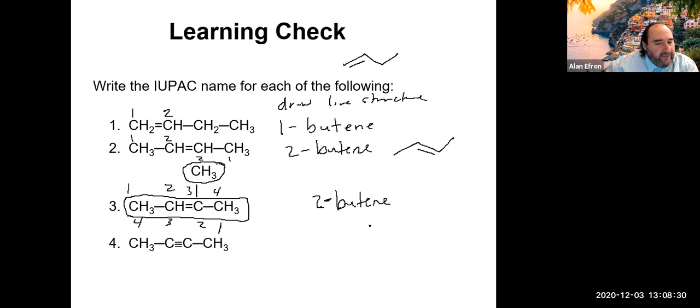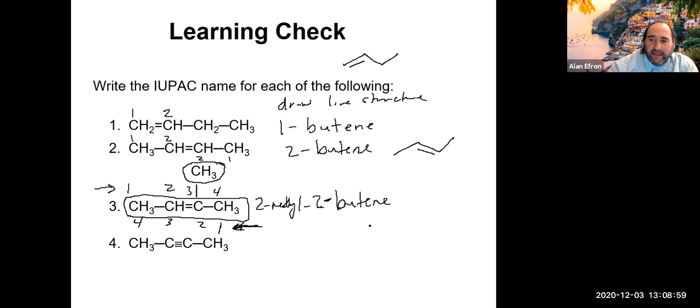And it does matter for the group, because for the methyl group here, if I numbered left to right, that methyl group would be at carbon 3. But if I numbered right to left, it would be at carbon 2. Because it did not make a difference for our double bond, we would want to go in this direction, and this would then be 2-methyl-2-butene.